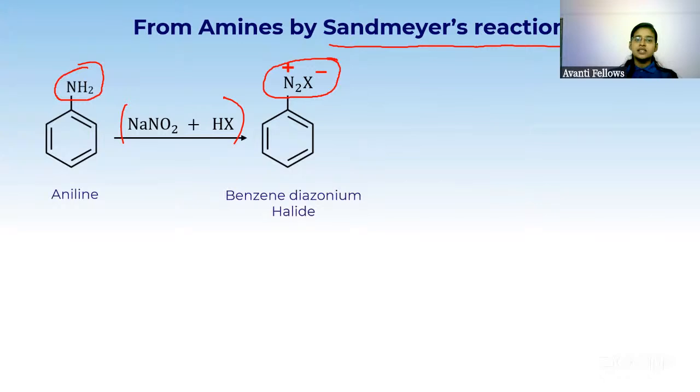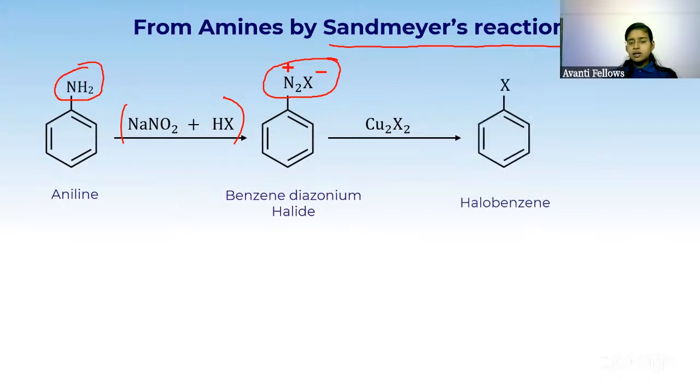Okay. And this benzene diazonium halide is treated with a copper salt, some copper halide salt. It can be Cu2Cl2 or Cu2Br2. Now the halogen will come and substitute on the phenyl ring here, and the nitrogen gas will get evolved out. So this is an example of the Sandmeyer reaction.